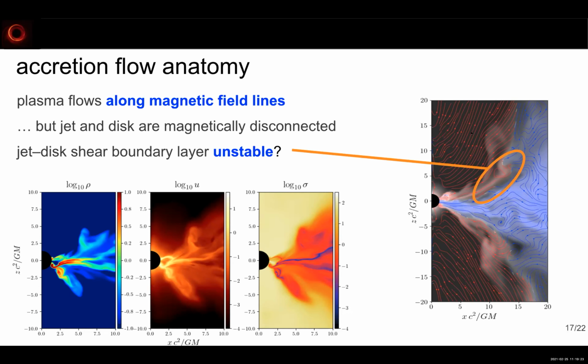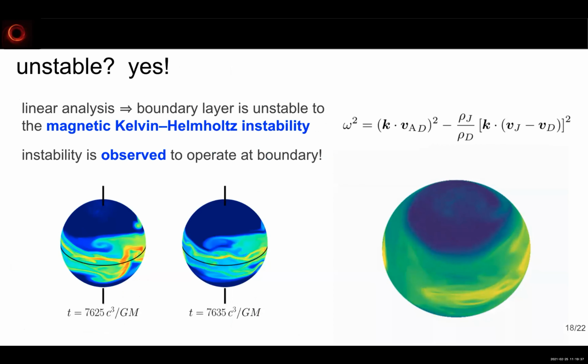So you can then ask the question, if you do some kind of linear analysis of the shear layer between the disk region and the jet region, should this be unstable? And the answer is that yes, in principle, it definitely can be unstable. The boundary layer is unstable to the magnetic version of the Kelvin-Helmholtz instability. The basic upshot of the linear analysis is that if the magnetic field is parallel or anti-parallel across the interface, connecting the jet region on one side and the disk region on the other, then your instability can operate.